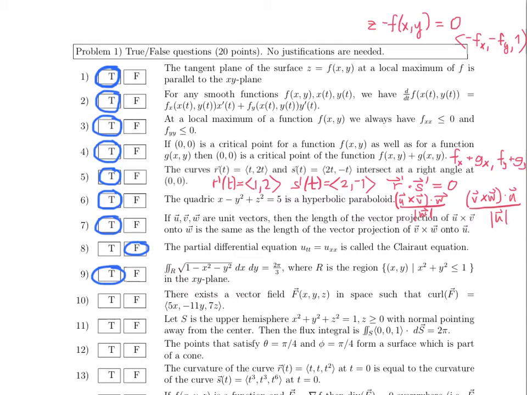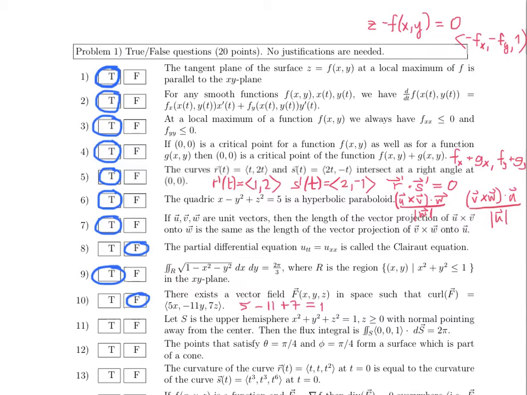Instead, we want to rely on one of the properties of vector fields, that the divergence of the curl of any vector field is 0. When we compute the divergence here, we get the following. 1, which is not 0, and so this vector field cannot be the curl for some vector field F. This statement is false.